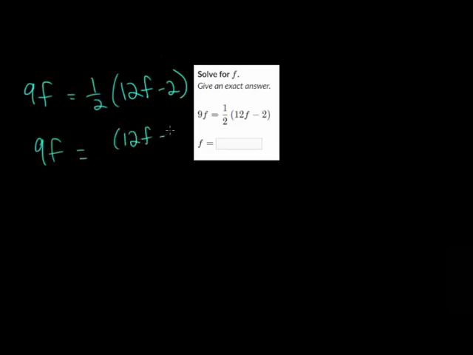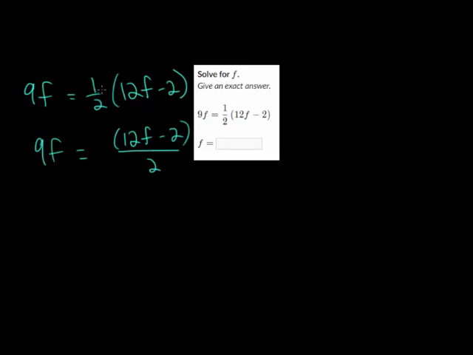So let me first rewrite this. We have 9f equals 1/2 times 12f minus 2. Now, if the fraction is on the outside, what I would recommend doing is to get rid of that fraction just in one step by using multiplication. Because remember, this fraction 1/2 is effectively, we're dividing this by 2. In fact, if you wanted to, you could rewrite this as parentheses 12f minus 2 all divided by 2.